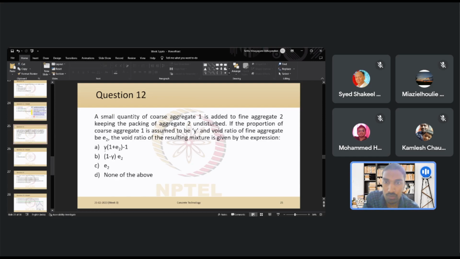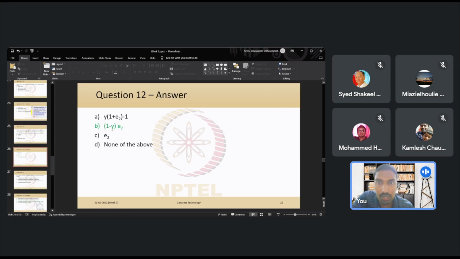Here we are using y for the volume fraction instead of x, and 2 represents the fine aggregates instead of a. But they belong to two different cases. One is for adding a small quantity of fine aggregate into coarse aggregate. The other expression is for adding a small quantity of coarse aggregate into fine aggregate. In this question we are looking at the case where a small quantity of the coarse aggregate is added to fine aggregate. For that case, the right expression of the void ratio of the mixture is option B, 1 minus y times E2, where E2 is the void ratio of the fines.